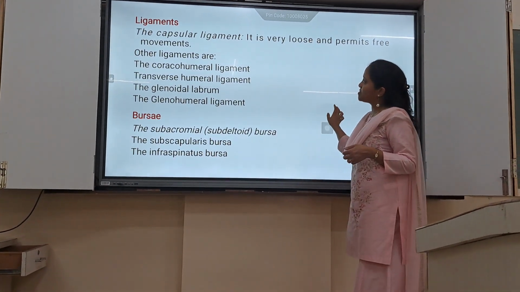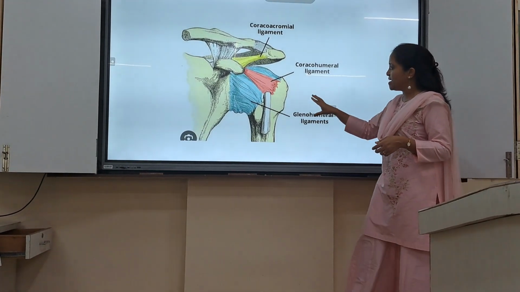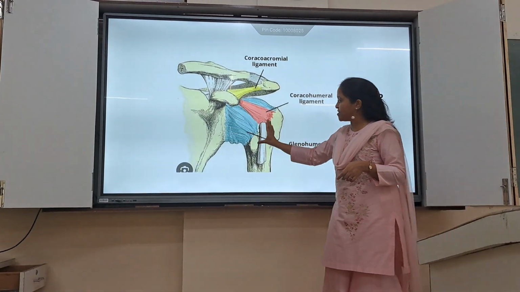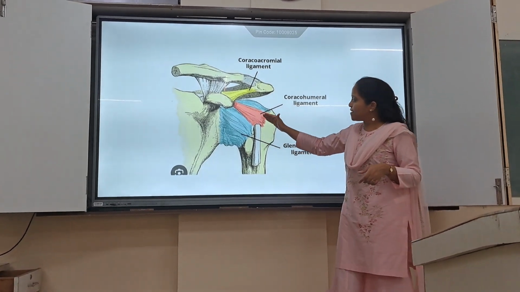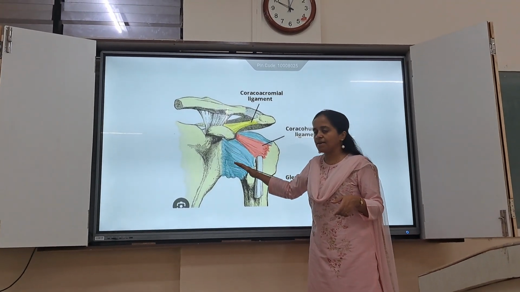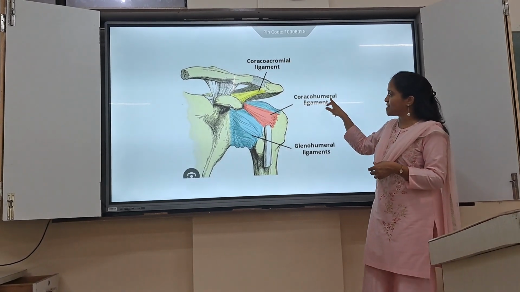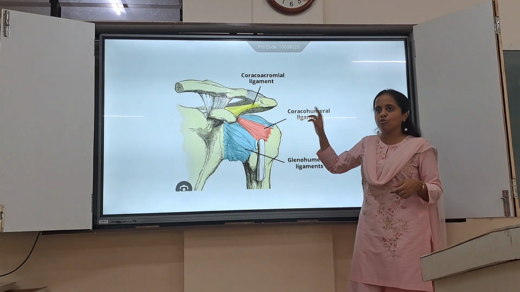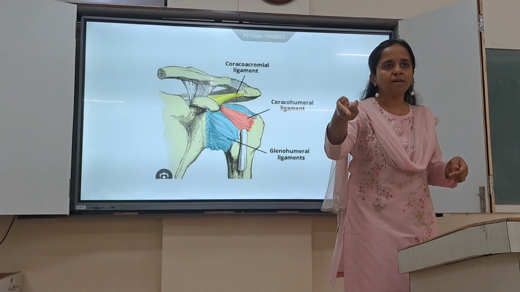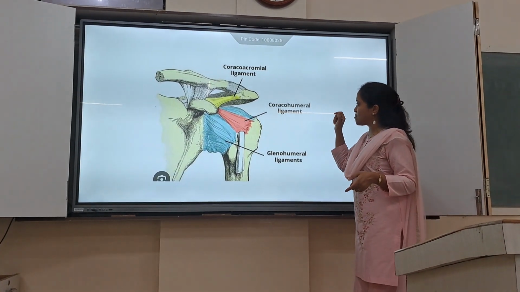In the next slides, we will see the diagrammatic representation. Here we can see the glenohumeral ligament, shown in blue color, connecting the glenoid cavity with the humerus. You can see it is in the form of three bands, an upper band, a middle and a lower band. There is one more ligament shown in this diagram, the coracohumeral ligament. From the name itself you can identify that it connects the coracoid process of the scapula with the humerus.